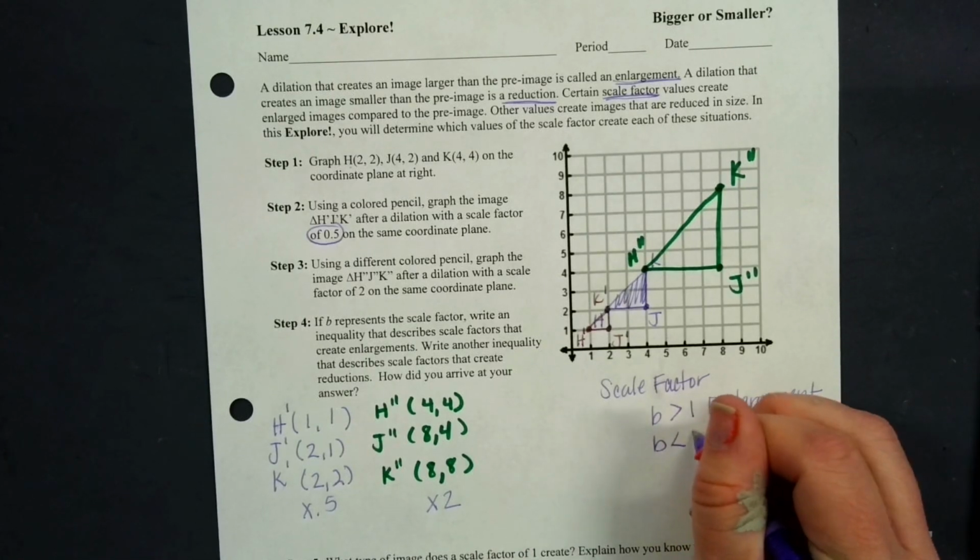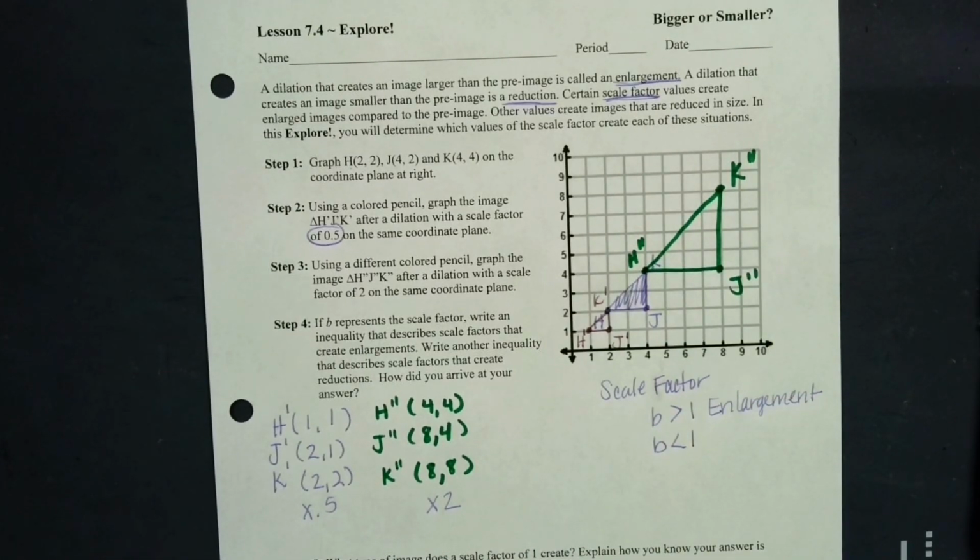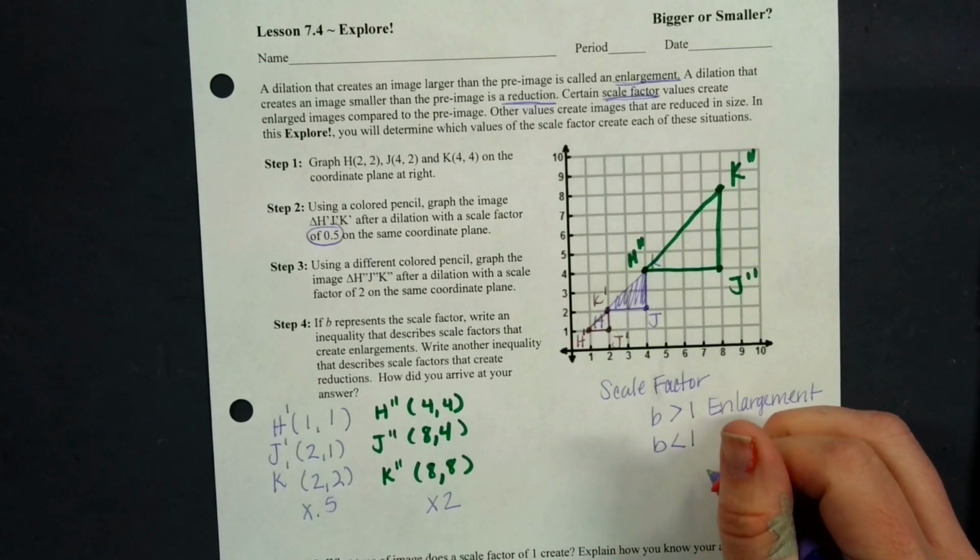If B is less than 1, that'd be this one right here. Did that give me a bigger or smaller shape? Smaller, so that's a reduction.